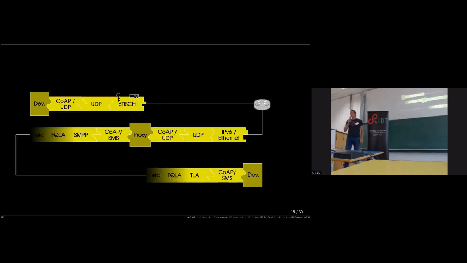If we look at the full stack, this looks much more complicated because that CoAP is encapsulated down to UDP, sent through 6TiSCH, possibly passes a router, unpacked at the proxy, packed again, and sent to the device. But the important thing to notice is that for the devices themselves, this is no more complicated than using routed CoAP.